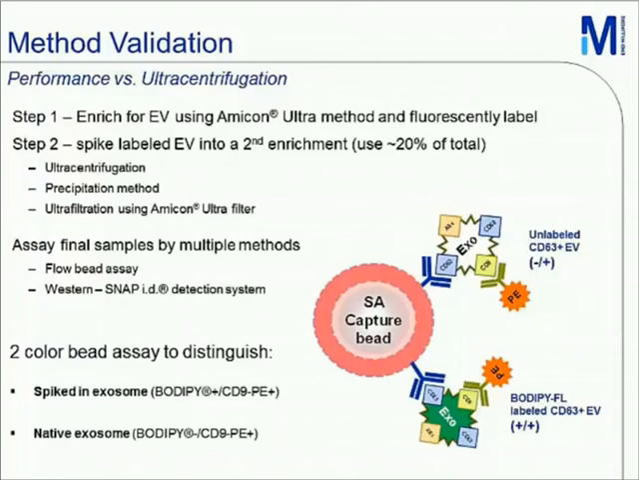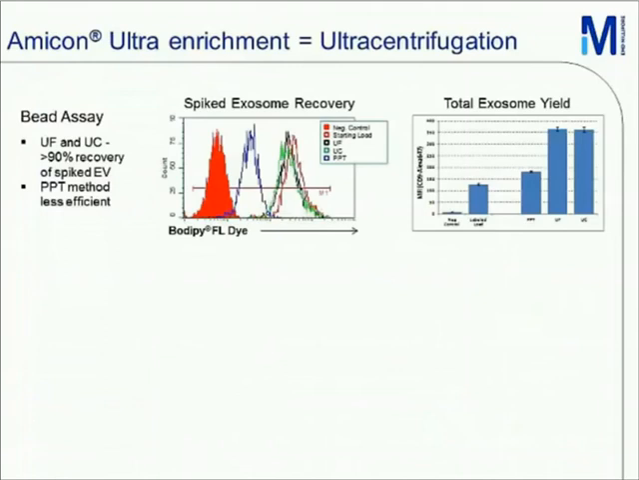Here we are using a 2-color bead assay. The spiked EVs can be distinguished from the native EV on the basis of the BODIPY staining. The total EV can also be measured with a fluorescently tagged antibody to another common marker such as CD9. Looking at the plots at the top, we found greater than 90% recovery of labeled EV for both the ultracentrifuge and ultrafiltration methods. The precipitation method was far less efficient, which may be a function of labeling or stability of the precipitated EVs.